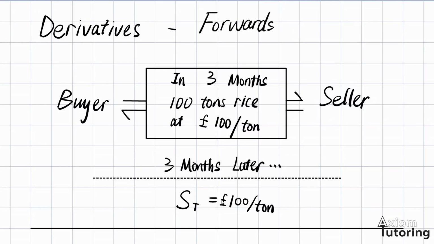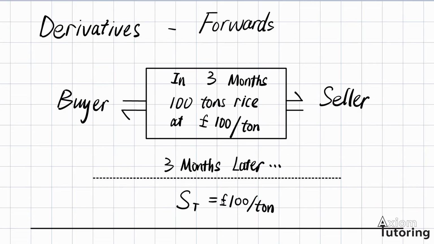Hi, in this video we'll introduce a new asset class which is called derivatives. The name comes from the fact that the value of such an asset is derived from its underlying asset. So what could be the underlying asset? It could be virtually anything.